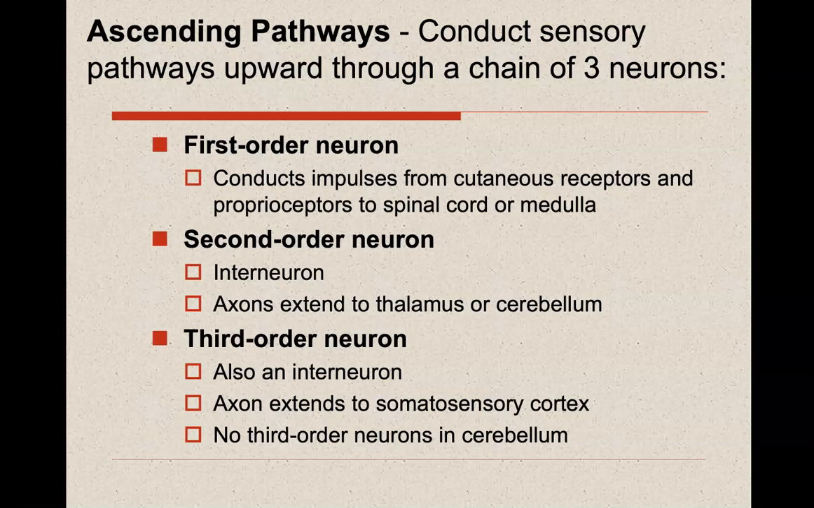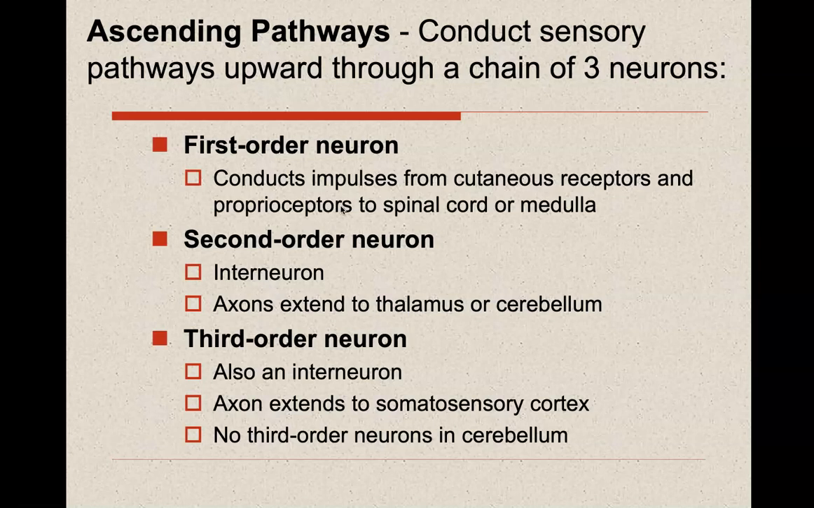So when we have sensory neurons that are conducting information up, they usually do it through a chain of up to 3 neurons. And so we label each of these neurons. The neuron that initially starts it all is what we call a first order neuron, that's going to take the impulse from whatever receptor it is, right? Mostly cutaneous receptors in the skin, or a proprioceptor that's telling you where your arm is spatially in comparison to the rest of your body.